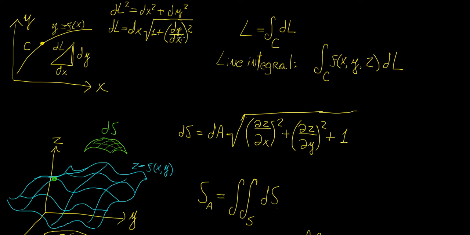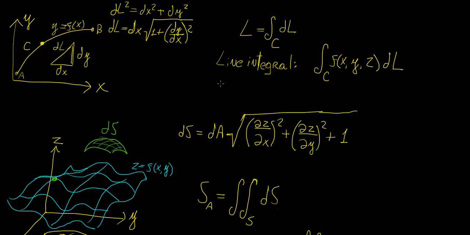So then you can find the arc length of that curve. Let's say you have two endpoints A and B. You can find the arc length by simply integrating over all those increments of the little arc length element, which is basically just this.